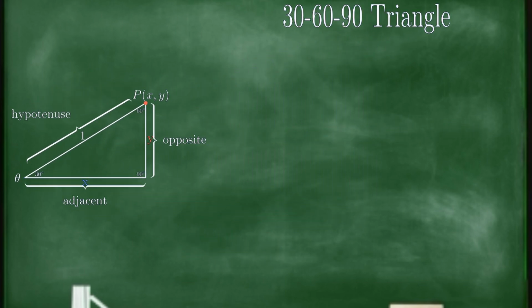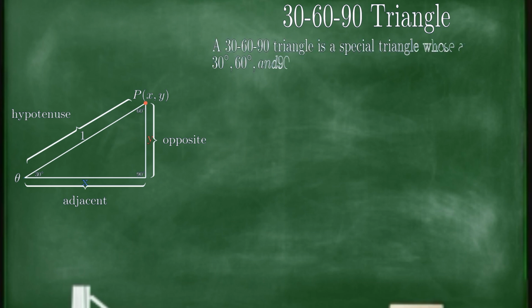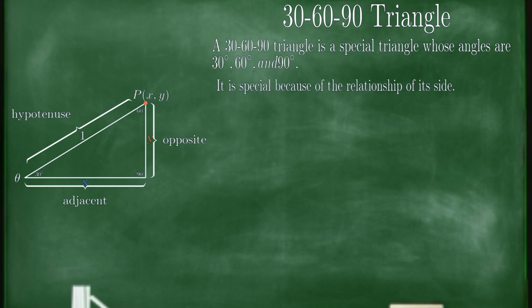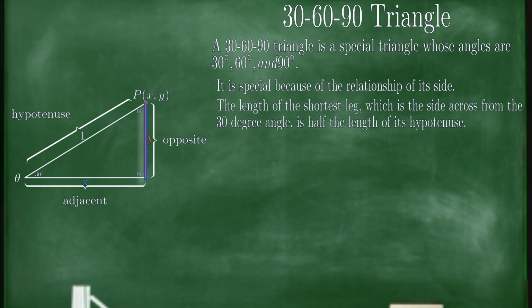The figure that we have here is what we call the 30-60-90 triangle. A 30-60-90 triangle is a special triangle whose angles are 30 degrees, 60 degrees, and 90 degrees. It is special because of the relationship of its sides. The length of the shortest leg, which is the side across from the 30 degree angle, is half the length of its hypotenuse. Since our hypotenuse is 1, therefore the value of our y is equal to 1/2.